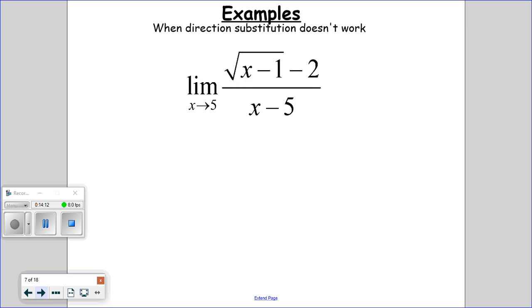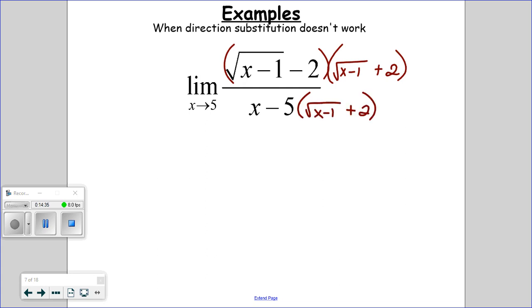If you've heard that word before, conjugate means the same two terms, different sign between them. So I would use that square root of x minus 1, the 2, and I would put a plus between them. I'm creating for myself a difference of two squares. When I multiply this together, I've created a difference of two squares there. Now I can't just multiply the top, or I've changed the problem. Remember, we're going to have to do that to the top and the bottom. Same two terms, different sign between them.